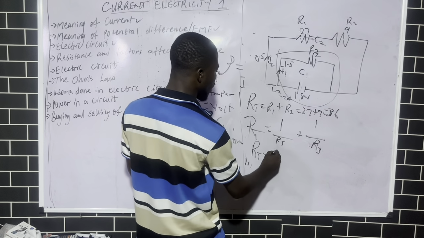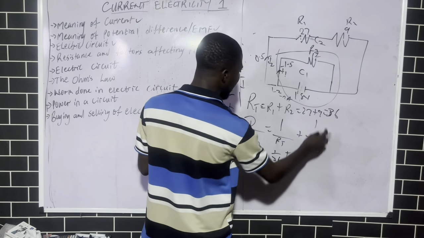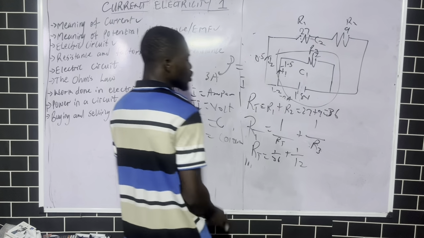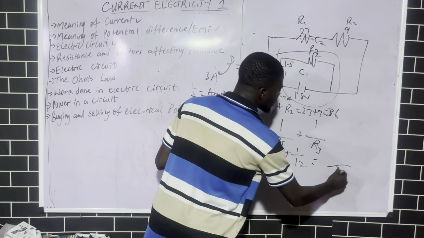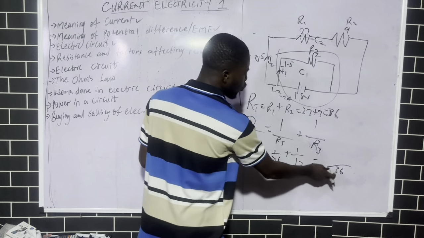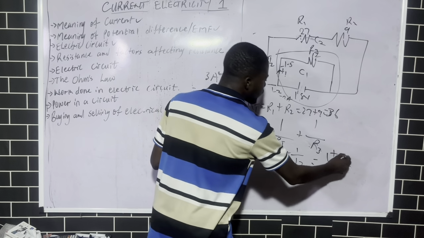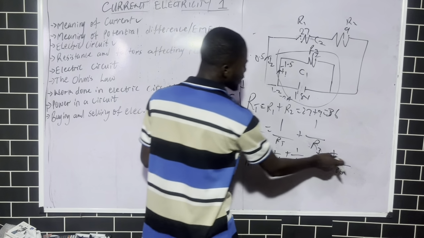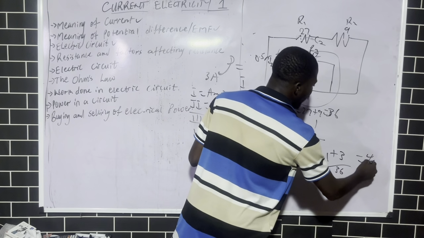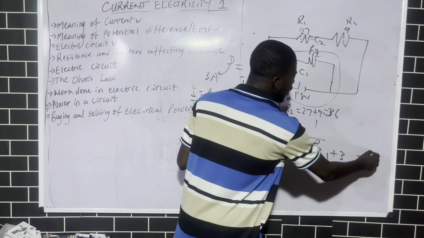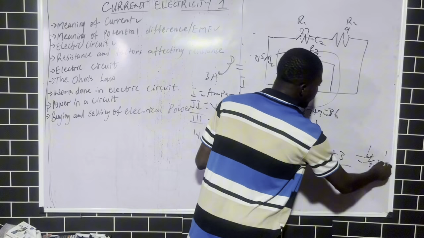So RT total now: we get 1 over 36 plus 1 over 12. If I find the LCM, I'm going to have LCM 36. 36 in 36, 1. 1 times 1, 1. If you don't know how to find LCM, do your mathematics. 12 in 36, 3. 3 times 1, 3. So we have 4 over 36. 4 in 36, we have 1 over 9.